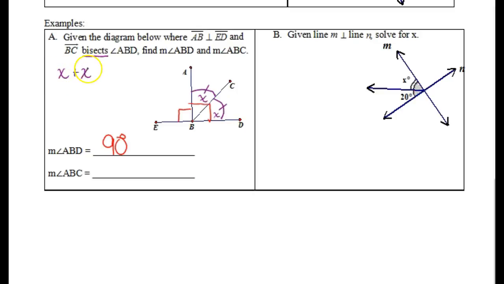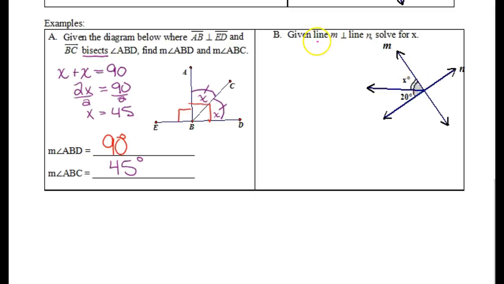So X plus X equals 90. X equals 45. The measure of angle ABC is 45 degrees. Then let's take a look at the next one.